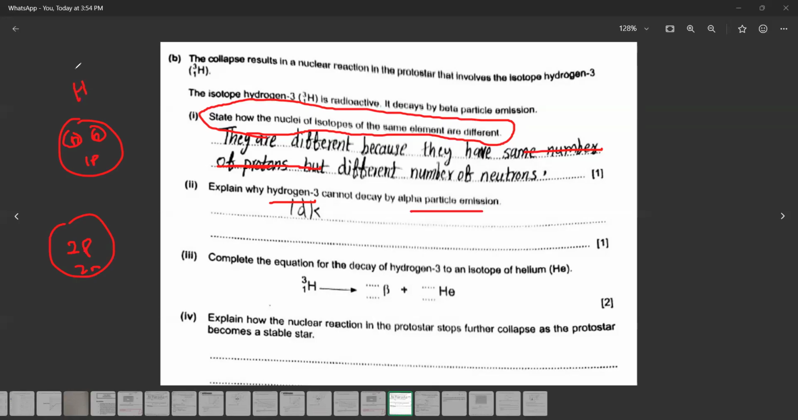So this is hydrogen-3,1. To emit alpha, there must be two protons and two neutrons. So it does not have two protons. That's why it cannot decay by emitting alpha, because it has fewer protons. The minimum for alpha emission is two protons and two neutrons, but it has only one proton and two neutrons. That's why it cannot emit alpha.